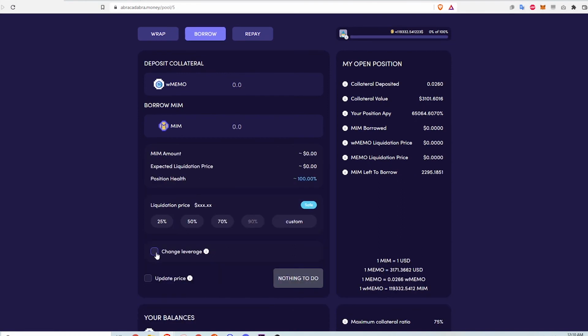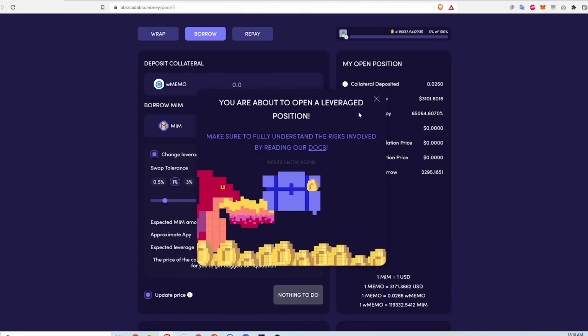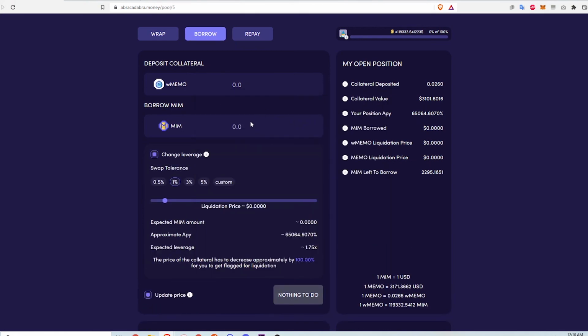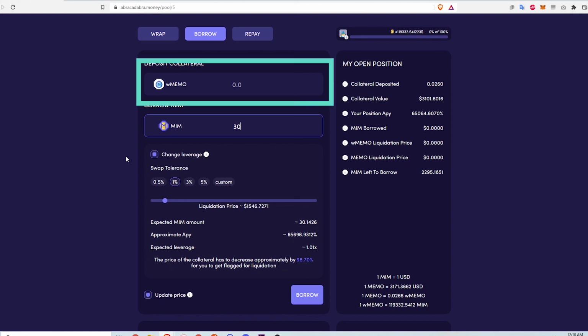Here, I'm going to show how I went through with the 99ing and looping method. I selected change leverage and clicked that I understand I'm using leverage, and then input the amount of MIM I want to leverage. I'm not adding any collateral because I already have some deposited, but if I didn't have any deposited, I'd have to add the collateral here.